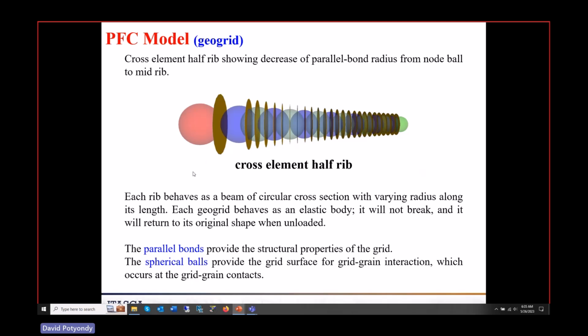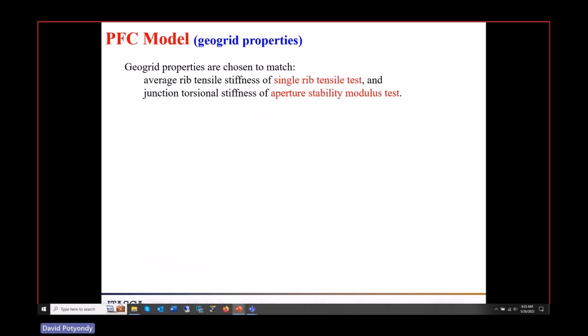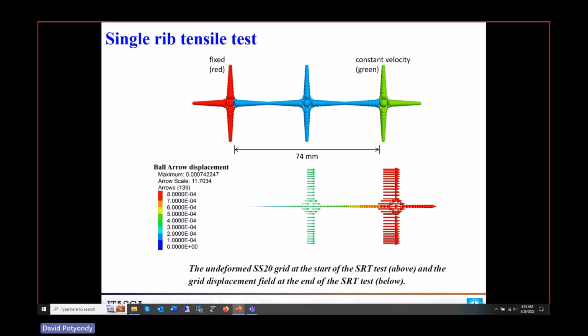Okay. And so we had to compare with something. So what we did is we compared with taking a rib and pulling it and doing this other thing, which I'll show you. So this is the simple test, right?